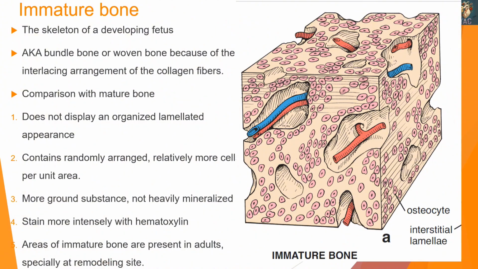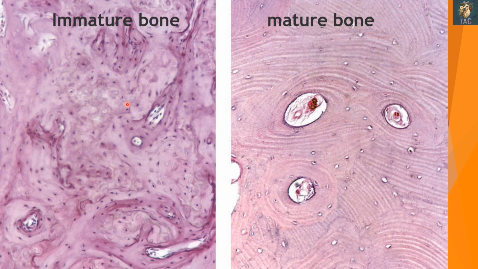So this is the comparison of the immature bone and the mature bone. In mature bone, this is the H and E stain section, in which you can see the osteonal or Haversian canal, and this is the complete osteon, in which you can see circumferential lamellae, and here you can see the osteocytes present in their lacunae.